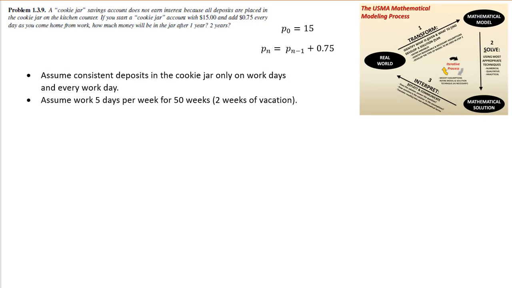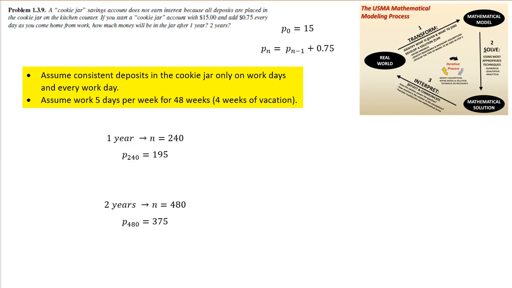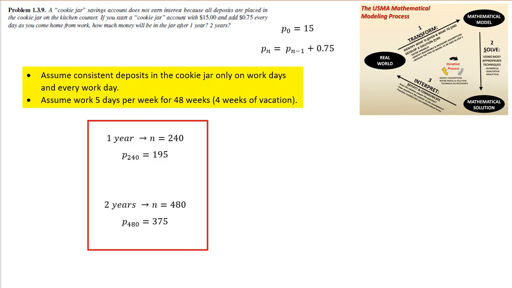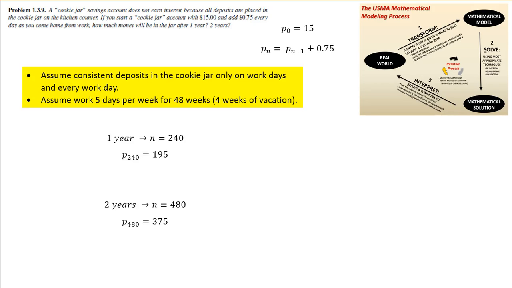But what if we change those assumptions, specifically the last assumption? And instead, we assumed that we got 4 weeks of vacation a year and only worked for 48 weeks. This would change our mathematical solution. We would then seek to determine P sub 240 for 1 year and P sub 480 for 2 years. And through Microsoft Excel, we would be able to iterate, just as we did before, to find these values.